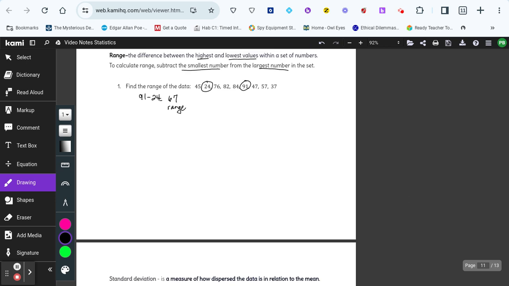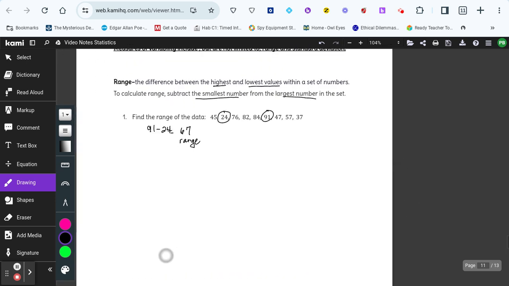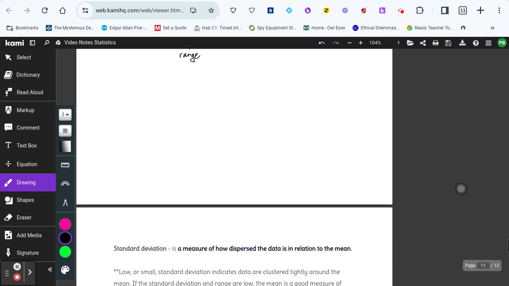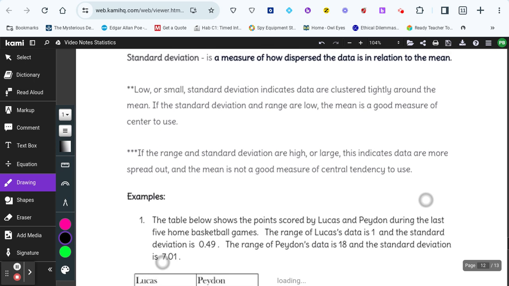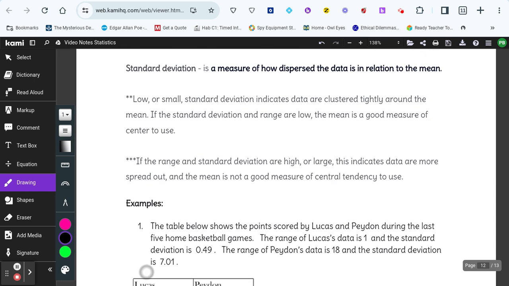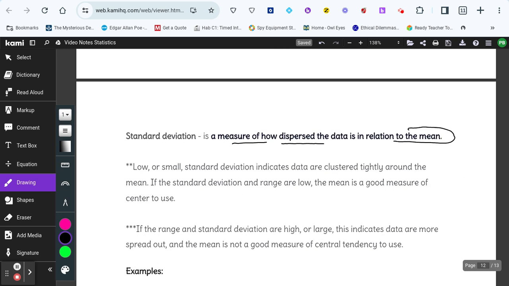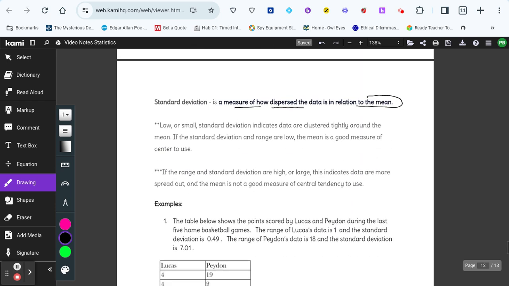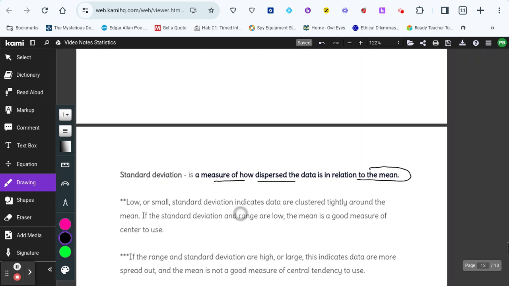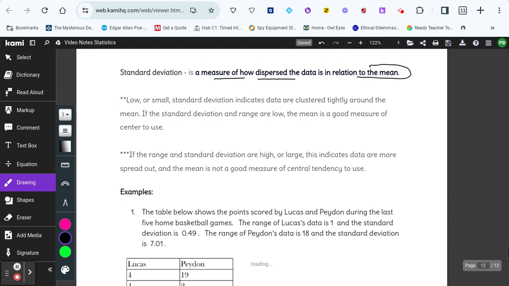So I'm not going to talk much about the range because it's pretty simple. Just subtract your lowest number from your highest number. I really want to talk about standard deviation. Standard deviation is a measure of how dispersed or spread out the data is in relation to the mean. The range is more so how spread out it is from highest to lowest value. But the standard deviation really tells you a lot because it's going to tell you how far apart your data is from the average, from the center.